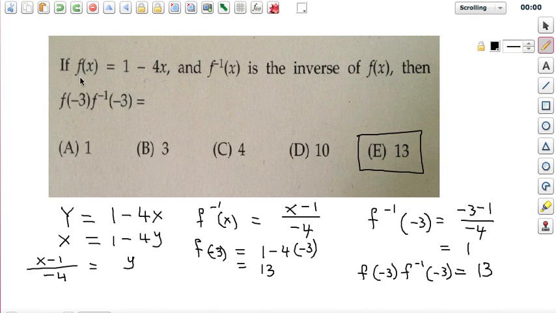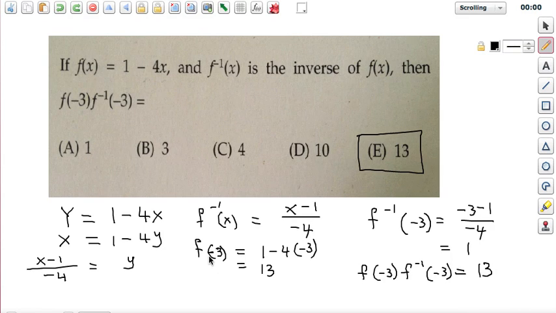If f of x is 1 minus 4x, what is the inverse of f of x? So let's go ahead and figure out the equation for the inverse. If y is equal to 1 minus 4x, the way we figure out the inverse is you trade x and y and solve for y. So the inverse equation turns out to be x minus 1 over negative 4.